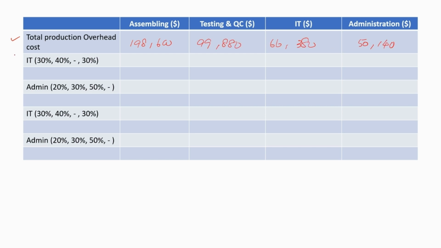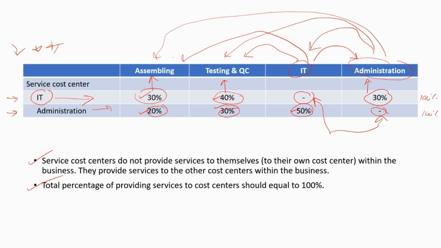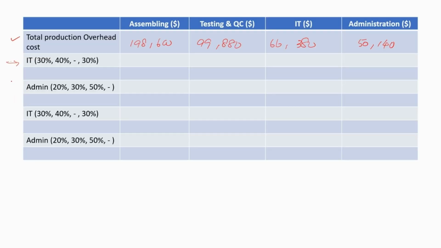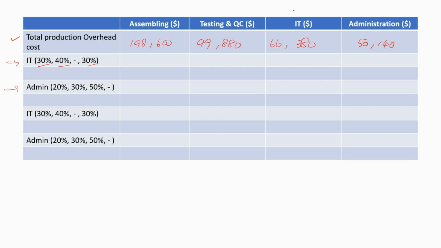Now let's fill the table. So now let's discuss how to do the repeated distribution method. If you can remember, these percentage values were given previously. As you can see, 30%, 40% and 30% again for IT. For admin, 20, 30, 50. So using these values, we are going to repeatedly distribute the service cost centers' production overheads to the production cost centers.